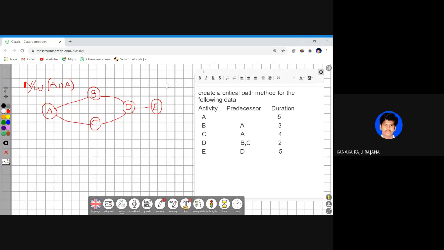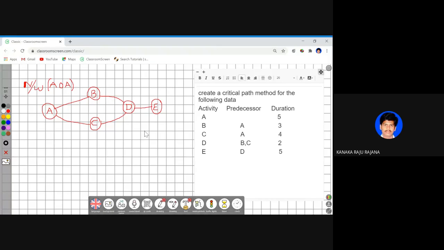Is this clear? Shall I proceed further? Please message me. Use your chat box and message me. Okay, very good. Now let me continue the next step.